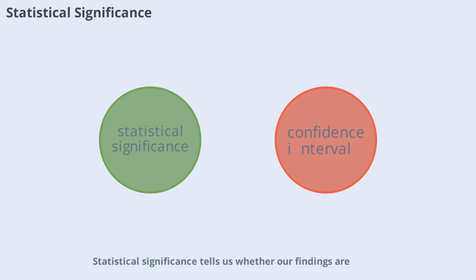Statistical significance tells us whether our findings are likely to be real or just due to chance. In data science, we use p-values and confidence intervals to assess significance. This helps us avoid making decisions based on random noise and ensures our conclusions are robust.